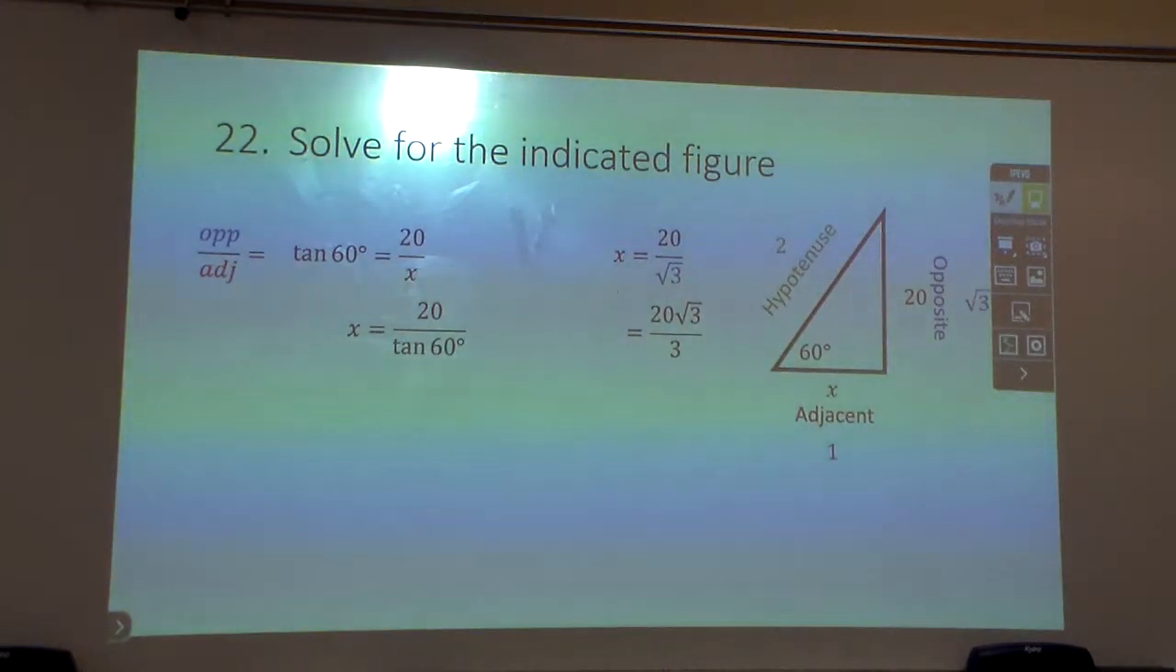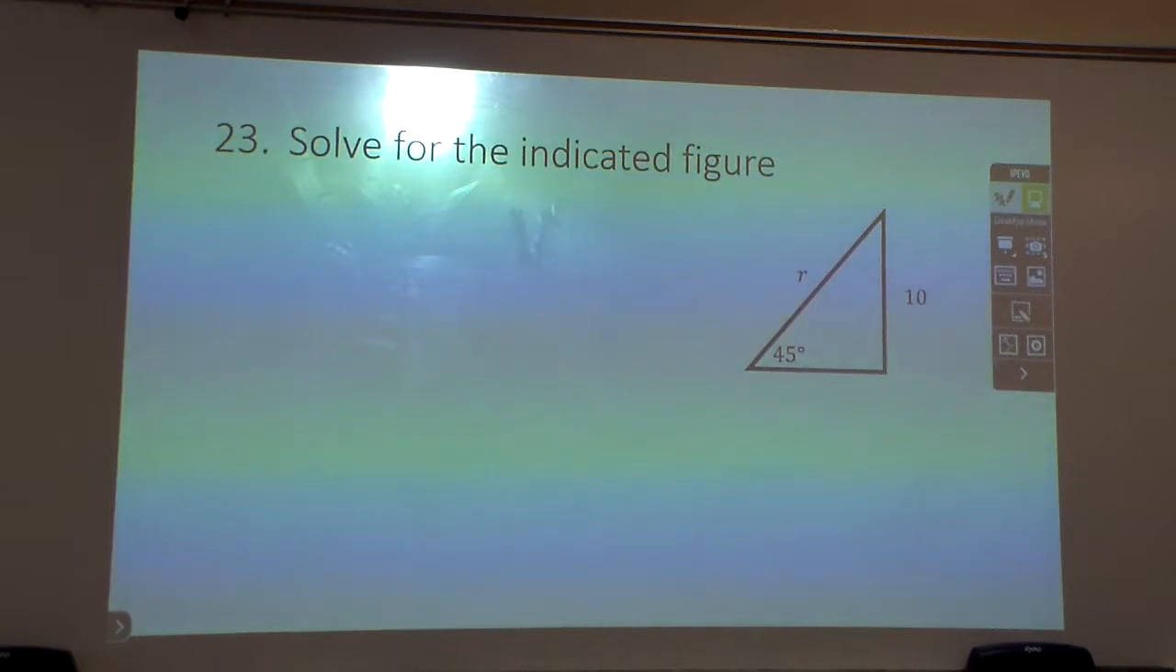But make sure your calculator's in what mode? Degrees. And you'll get 11.55 after rounding. So I prefer the 20 square roots of 3 over 3, but I will take the 11.55 on this one because I don't think it says to give an exact answer, does it? Just to solve the indicated figure. So that's 22.